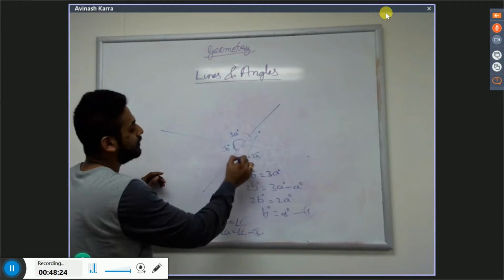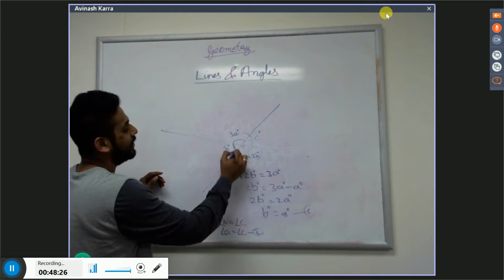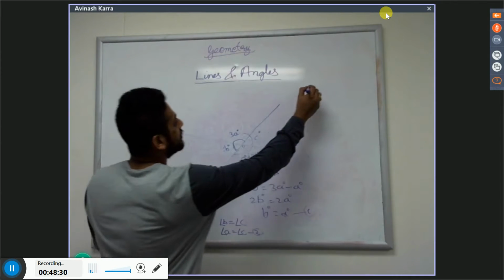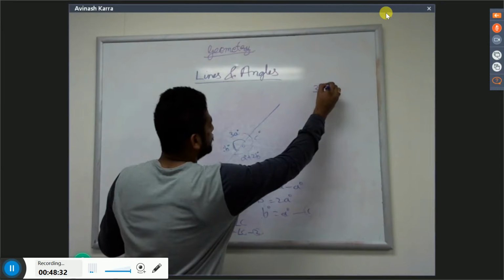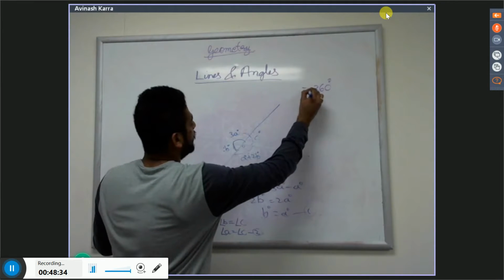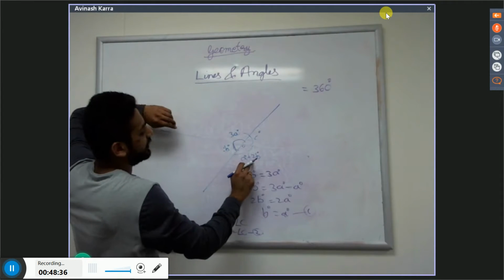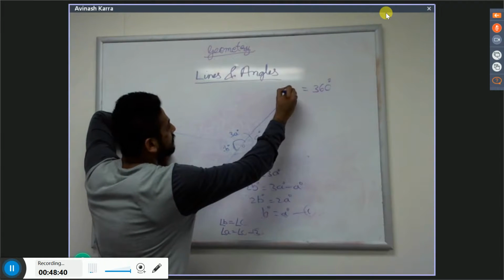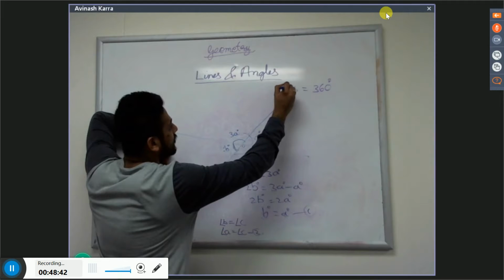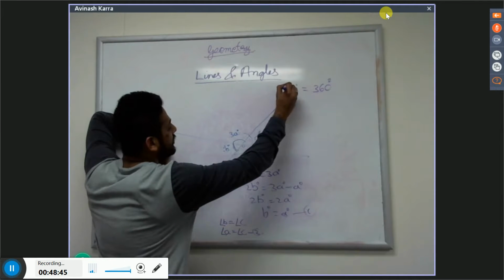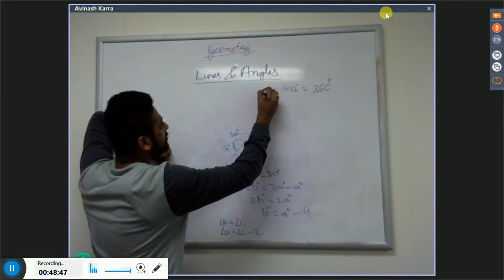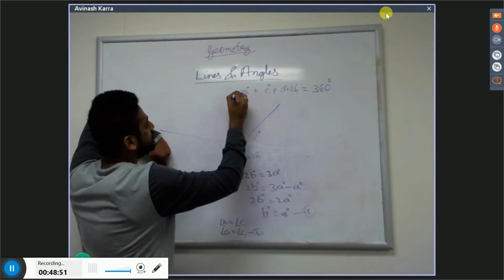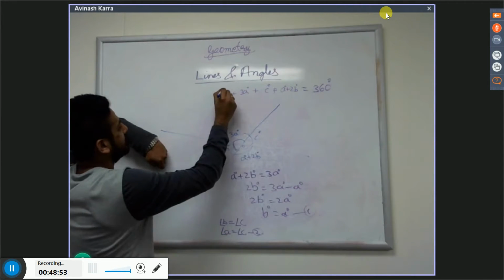So what is the whole angle? 360 degrees. How can we get 360 degrees? A degrees plus 2B degrees plus C degrees plus 3A degrees plus B degrees. Yes?